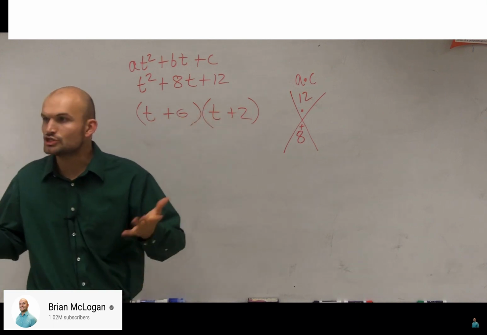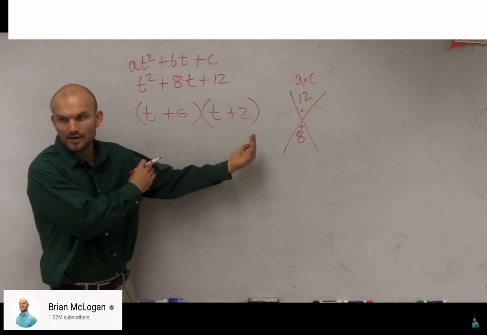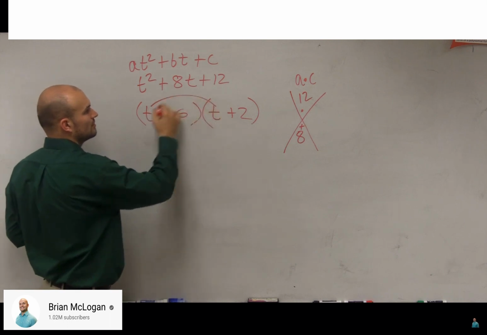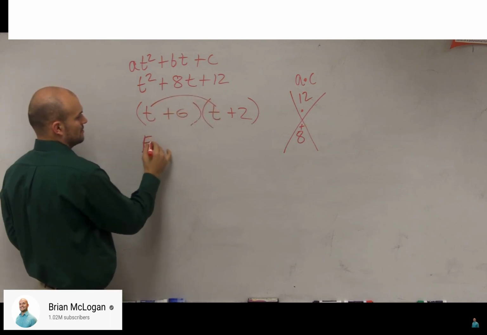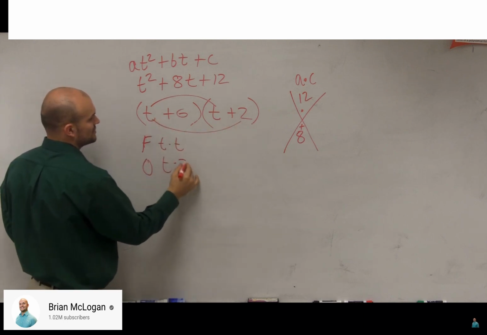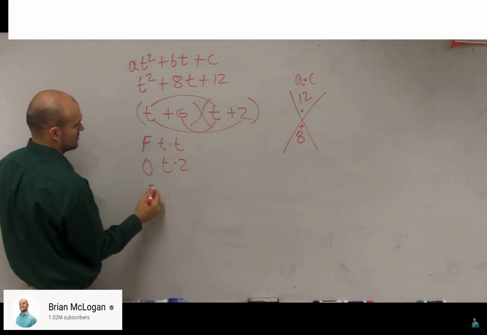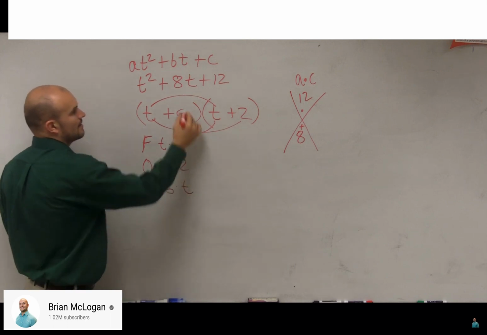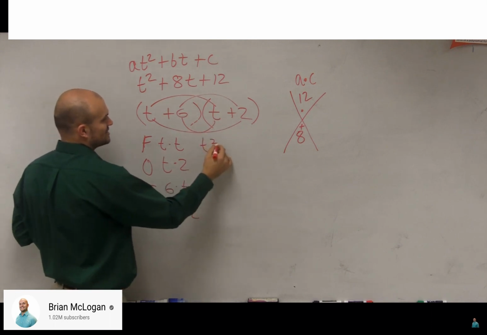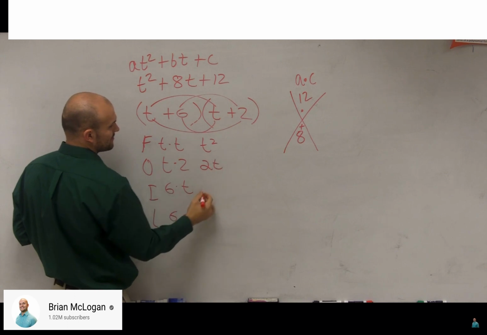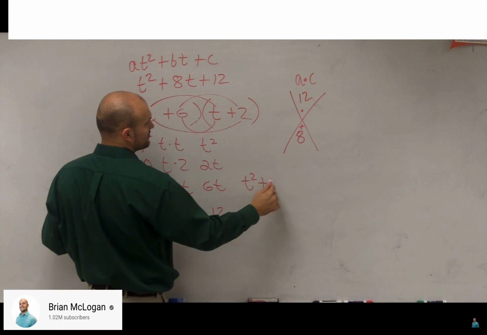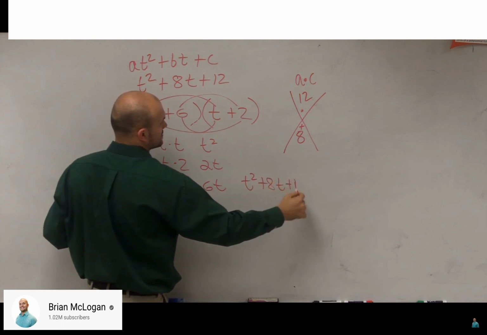And what I wanted you guys to do to check your work, do you guys remember how to multiply binomials? We'll have to probably review that. Multiplying binomials, remember you can use FOIL. First times first, which would be t times t, right? The outer, t times 2. The inner, 6 times t. And the last, which would be 6 times 2. So you get t squared, 2t, 6t, and 12, which gives you t squared plus 8t plus 12.